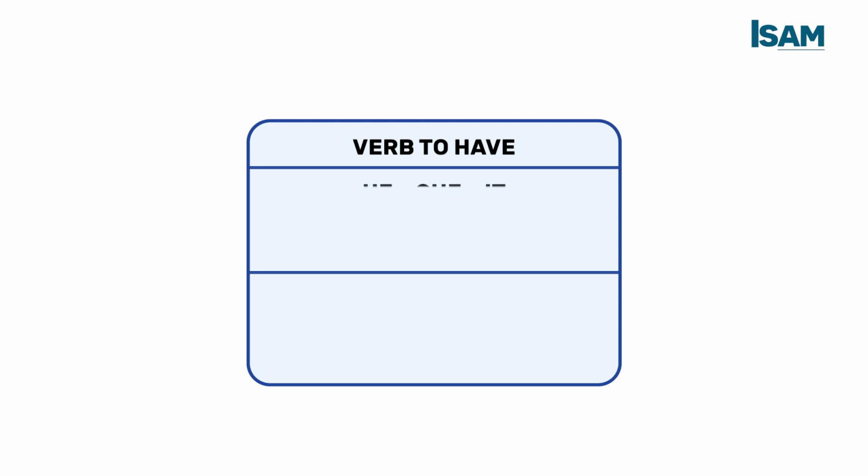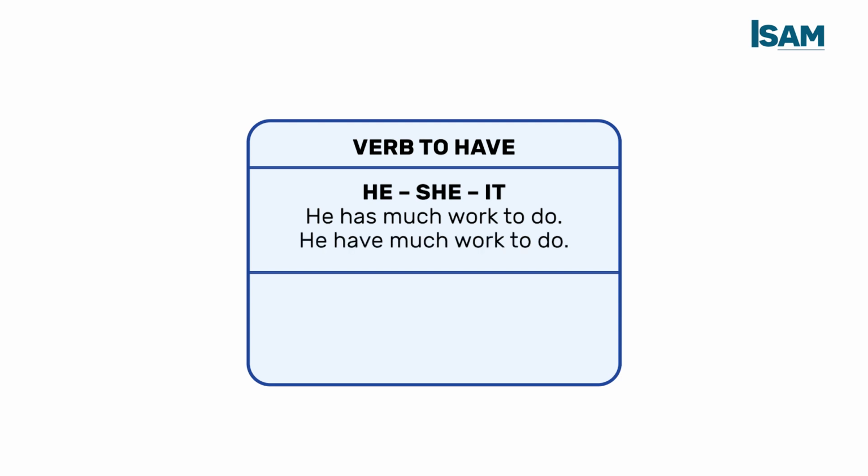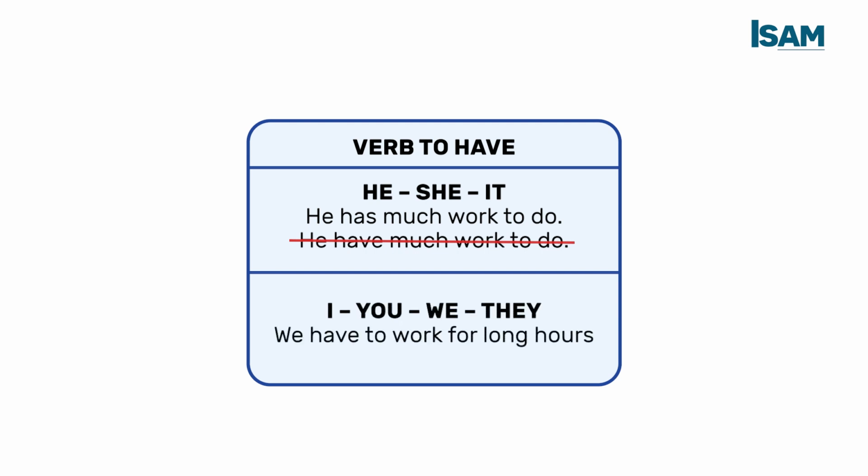And what happens if we use the verb to have? If we use the subject pronouns he, she, or it, the verb to have would be has. For example, he has much work to do. Take care in this, because if we say he have much work to do, this sentence is incorrect. But if we use the subject pronouns I, you, we, or they, we are going to use the verb to have in this way. We have to work for long hours.